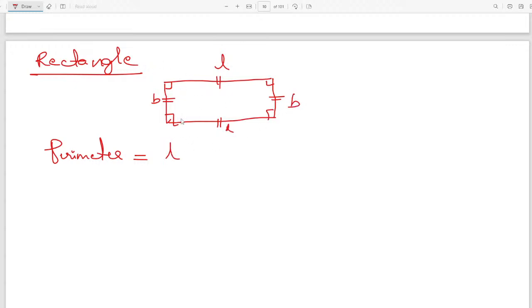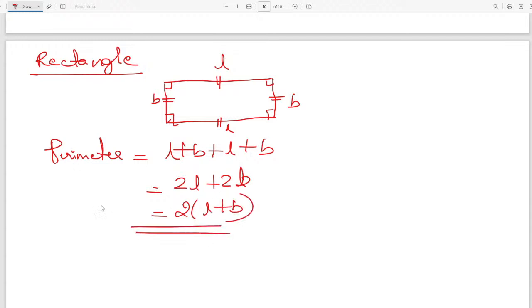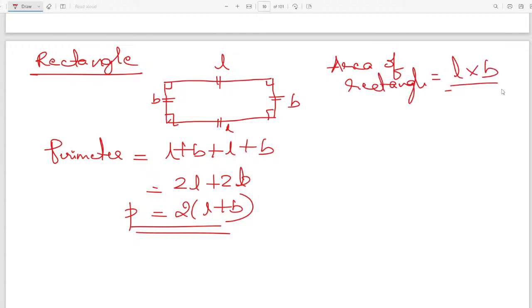So we can say that L plus B plus again L plus B is equal to 2L plus 2B. This can be written as 2 into L plus B. So we can directly write this, I just wanted to show how it came here. So perimeter is 2 into L plus B, and the area of the rectangle is given by the formula length into breadth. Here its length is L, B is breadth. If you multiply these two, you will get the area of the rectangle.